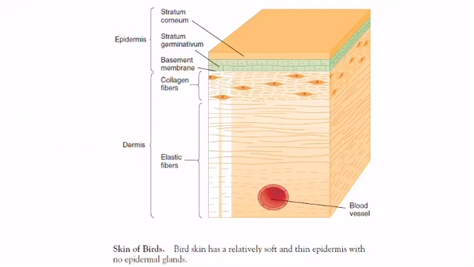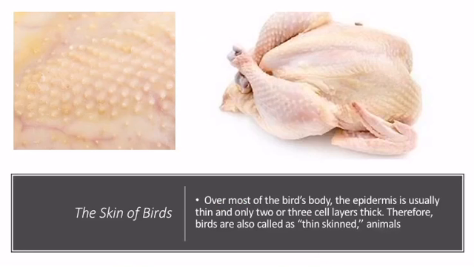Skin of birds. Bird skin has a relatively soft and thin epidermis with no epidermal glands. So, this is the epidermis of a bird and it lacks epidermal glands. Over most of the bird's body, the epidermis is usually thin and only 2 or 3 cell layers thick. Therefore, birds are also called thin-skinned animals.